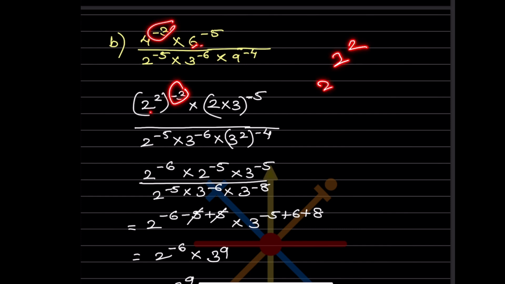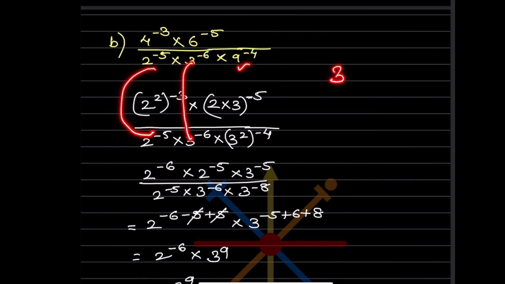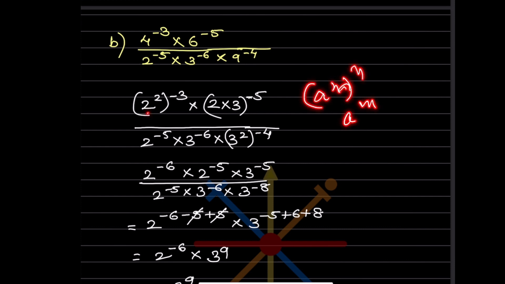Here we can write 2 into 3 minus 5 as it is. This is the same. 9 we can write as 3 raised to 2, and here minus 4 as it is. So now you can see all 2's and 3's. First thing, a raised to m into a raised to n will be a raised to mn. So you are going to multiply this one, so minus 6.